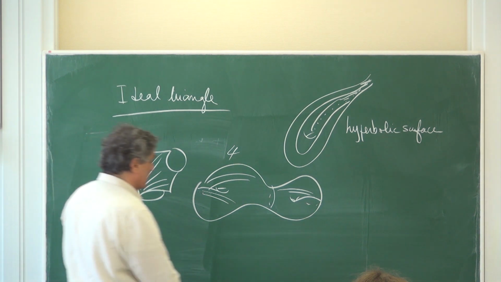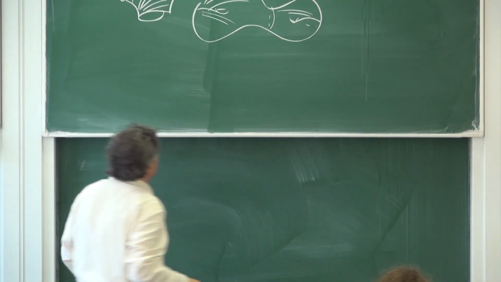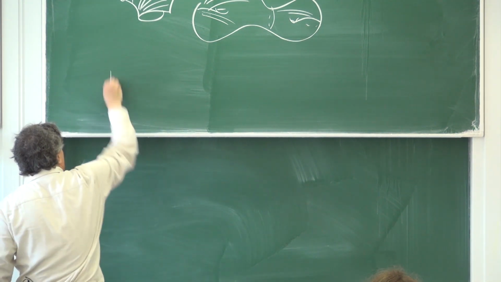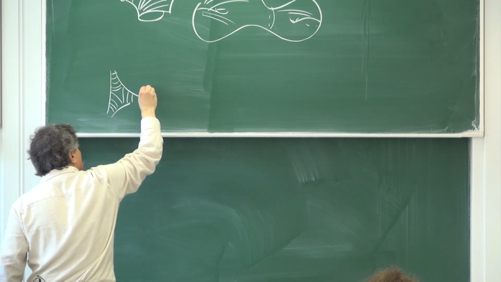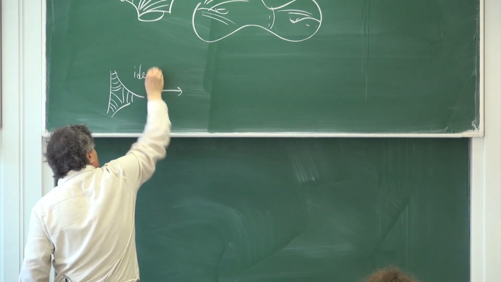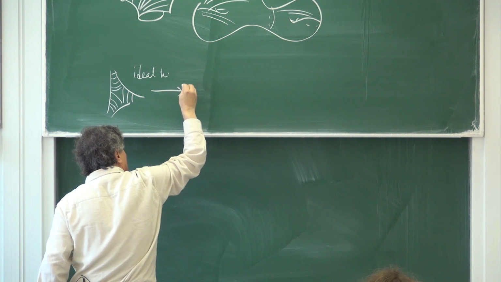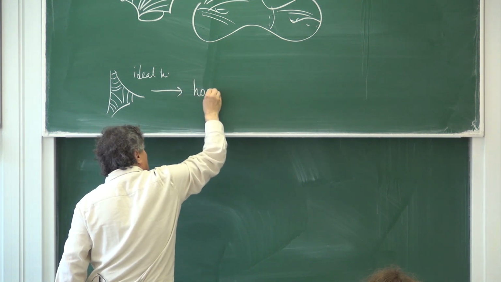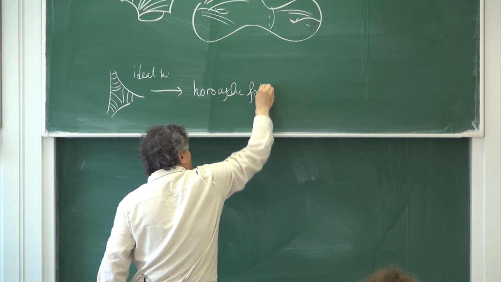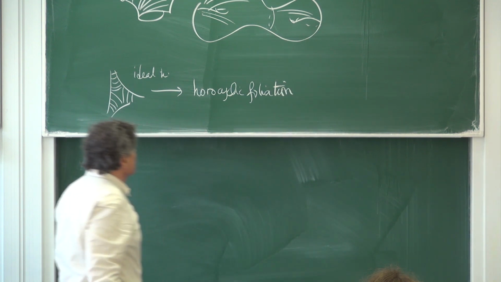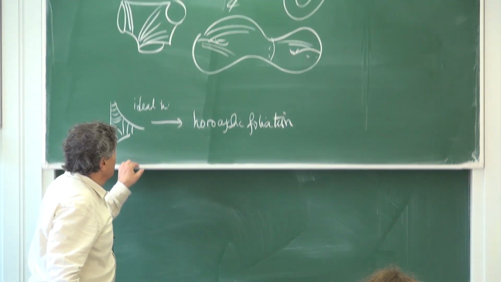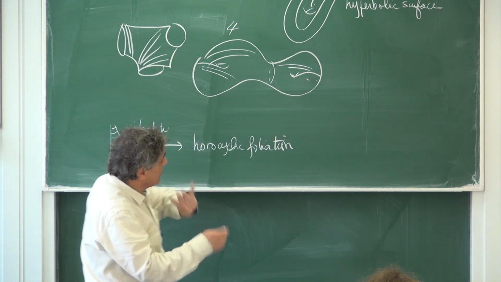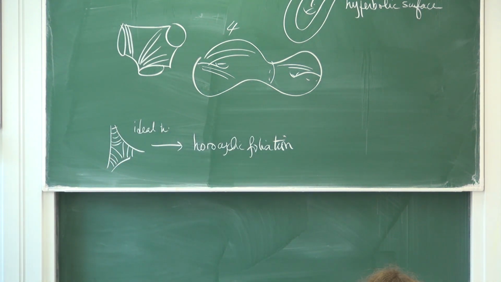Okay, so now the next thing we saw is that associated to an ideal triangle, there's a canonical foliation, which we call the horocyclic foliation. And as soon as we glue ideal triangles, the horocyclic foliations exist here, here, and there. The horocyclic foliations provide a foliation on our surface.